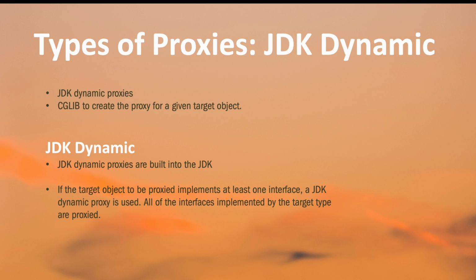A JDK dynamic proxy is not even a Spring concept. It's built into the JDK, so that means it's a Java concept. Spring is just borrowing it. So how does this JDK dynamic proxy work? If the target object to be proxied implements at least one interface, a JDK dynamic proxy is used. And all those interfaces that the target object implements, the proxy will implement all of them, or you can say the proxy will proxy all of them.